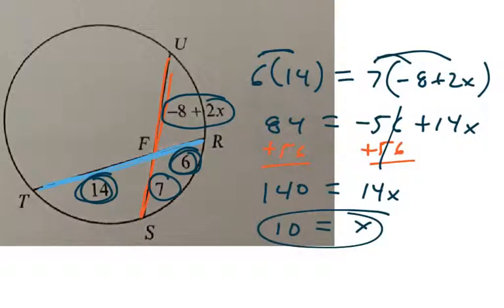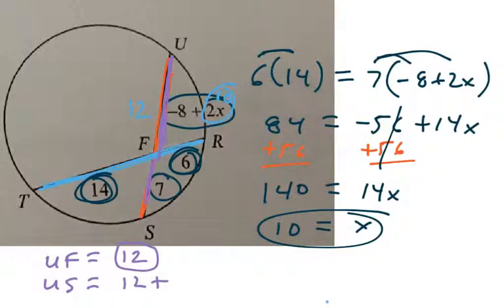Don't forget to plug it in. 2 times 10, 20 minus 8 is 12. Now, let's discuss this again. They could either ask for UF, which of course we would now say is 12 since we just figured that out. Or they could ask for US. Now, US would be UF, which is 12, plus the FS piece, right? FS with the UF together makes US. So I'm going to add 7 with that and get 19.